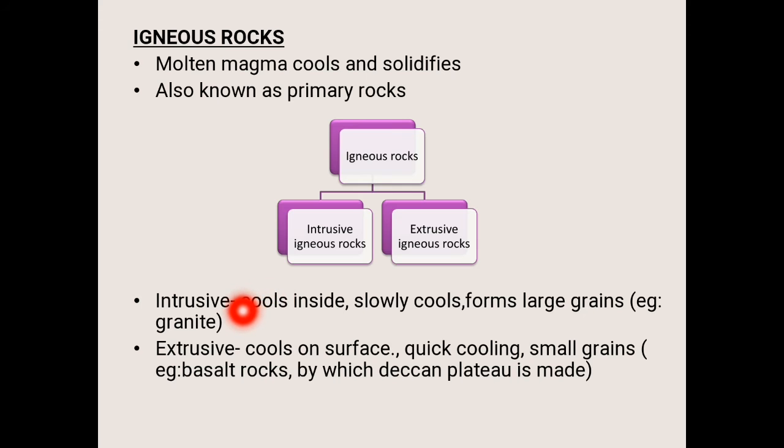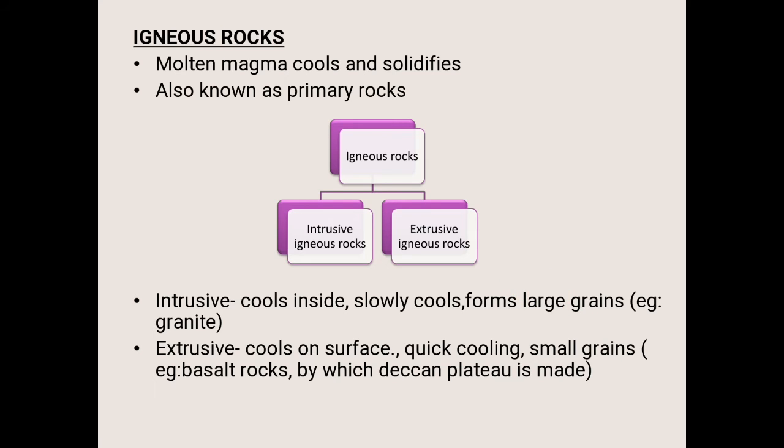Intrusive igneous rocks means that when the magma present in the mantle cools from the inside itself, such rocks formed are known as intrusive igneous rocks. The cooling process is slow inside the earth, and therefore they form large grains. When the cooling time is very long, that is, slow cooling occurs, there will be large grains. An example of an intrusive igneous rock is granite.